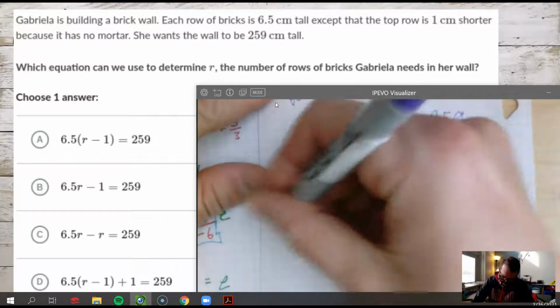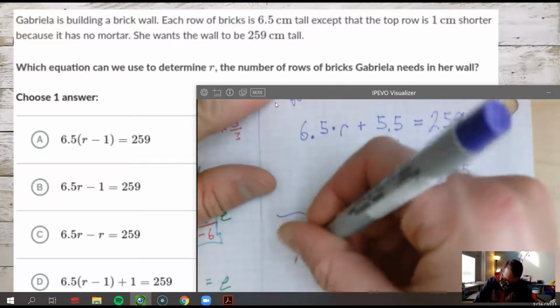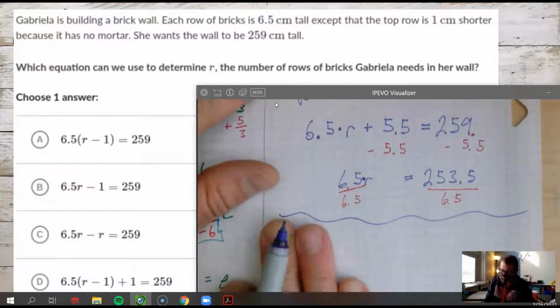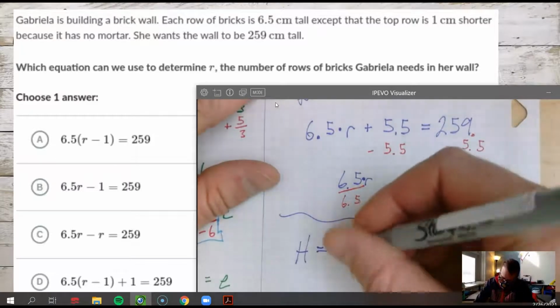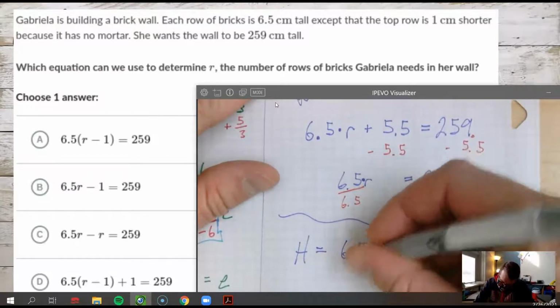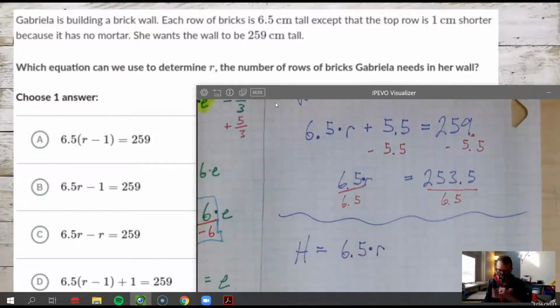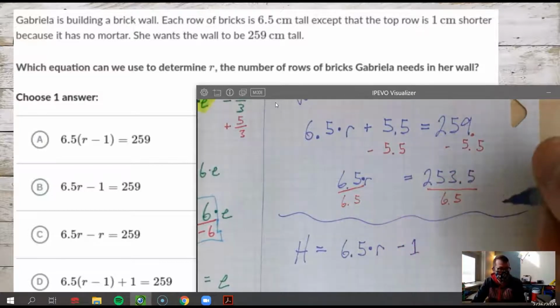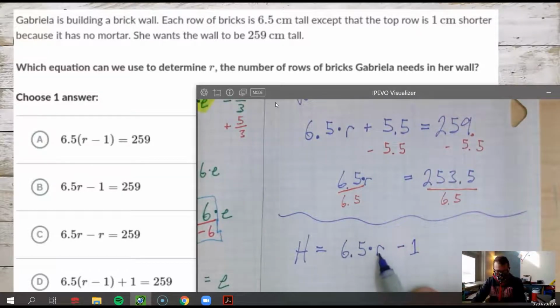The height of the wall is what we're talking about, right? So if we set up height equals, I'm going to end up covering that up at the end, but the height of the wall is 6.5 times the number of rows that we use. But the top row takes away 1 centimeter. So the top row is still going to be counted in the R.